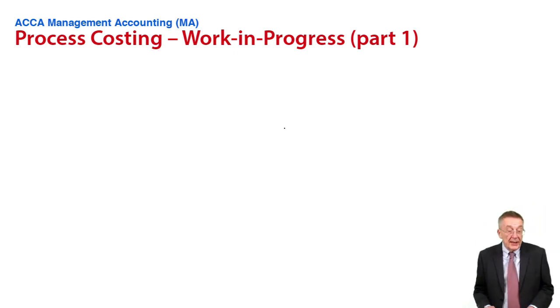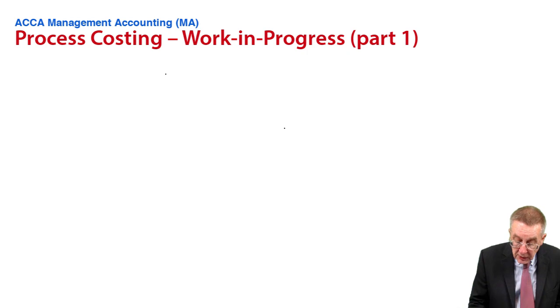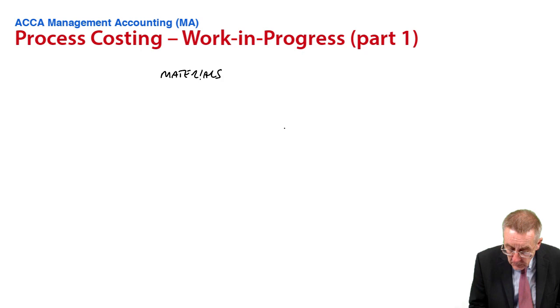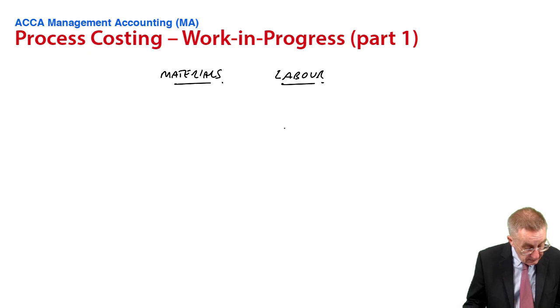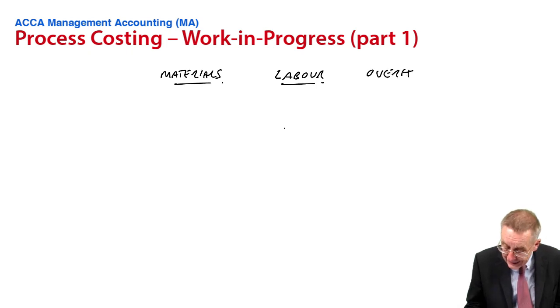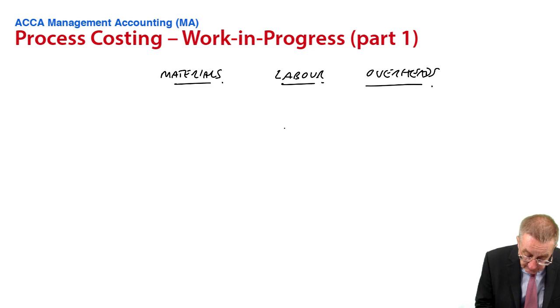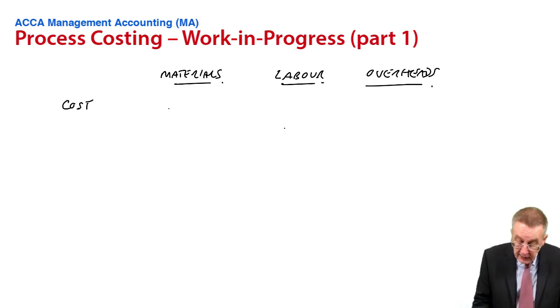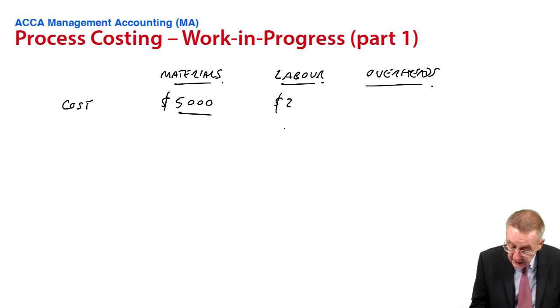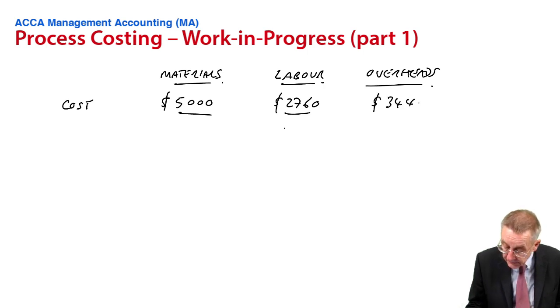How you set it out is up to you. I think the easiest is to do it in columns. But we're going to look at each cost separately. Materials, labour, overheads. And we say, first of all, how much did we spend in total on each of them? Well, that's easy. Materials, we spent 5,000. Labour, 2,760. Overheads, 3,440.